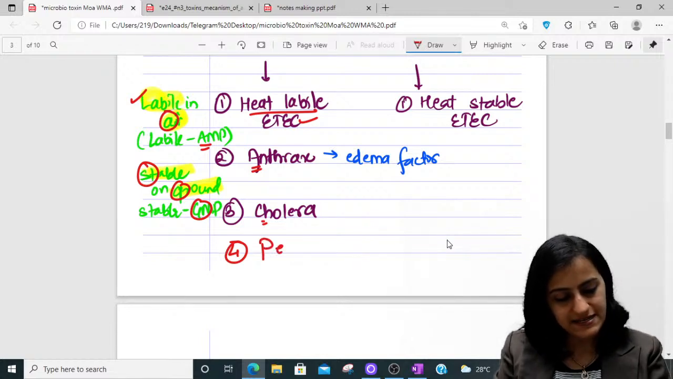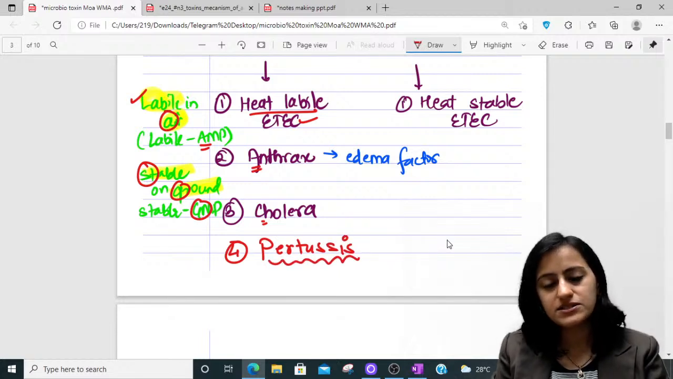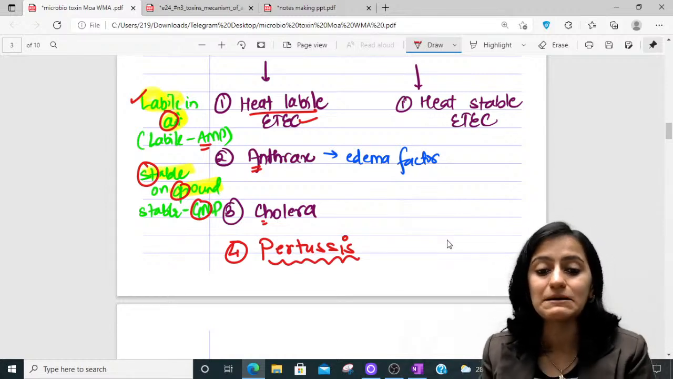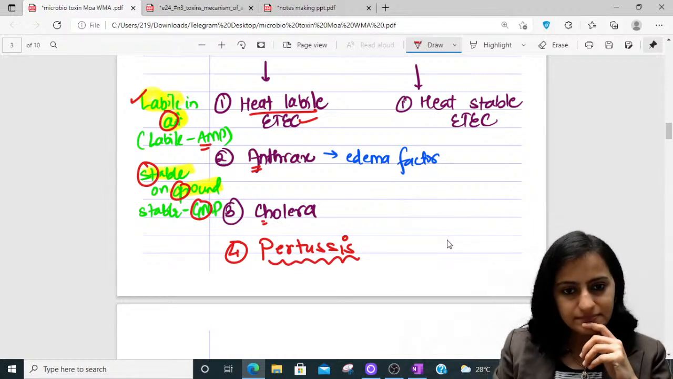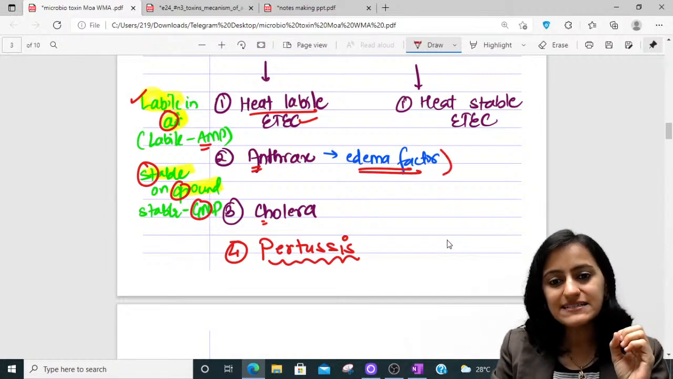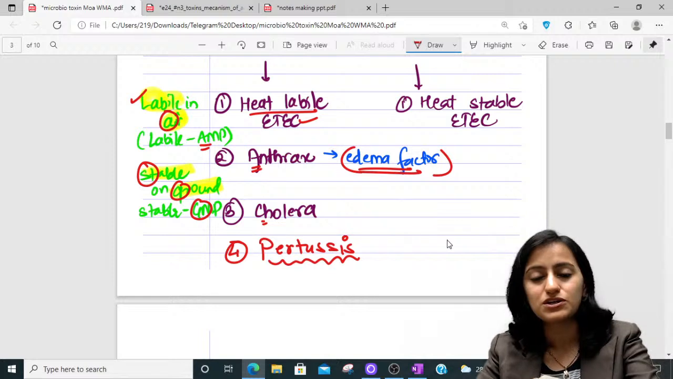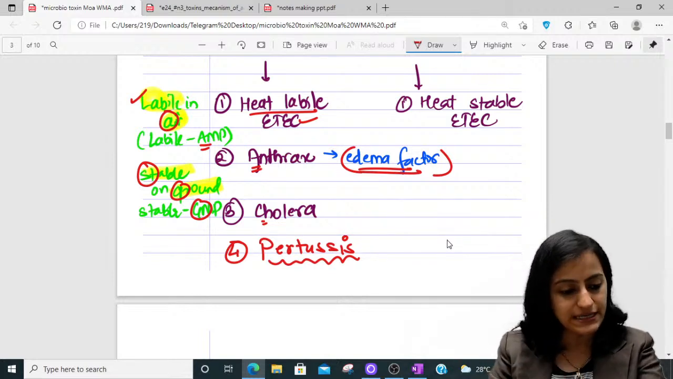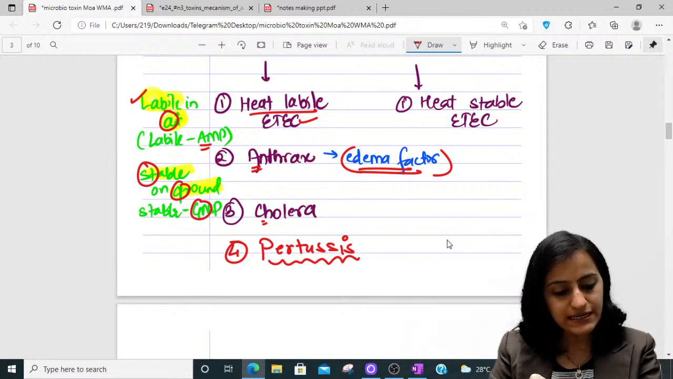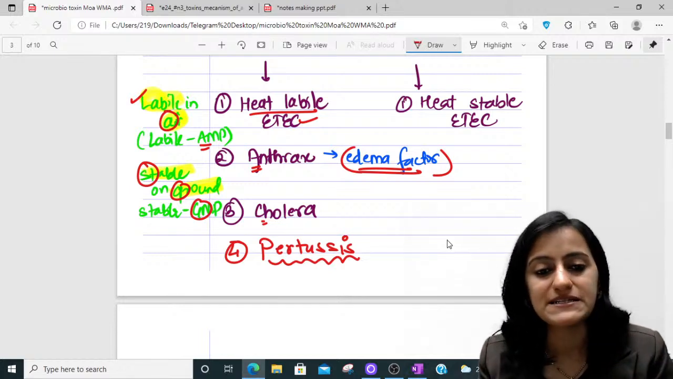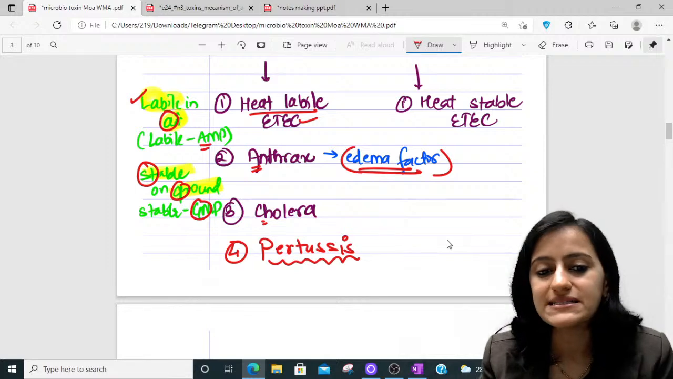Absolutely right. That is your pertussis, which also acts by increasing your cyclic AMP. So anthrax, I may have written this as edema factor. You know that in anthrax, the malignant pustule, the cutaneous anthrax, there is surrounding edema. That surrounding edema is your edema factor. Remember, edema is basically because of increased cyclic AMP.